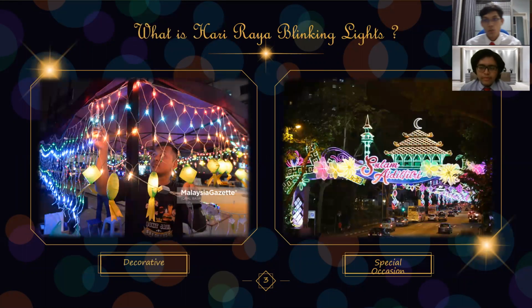So without further ado, let's go into the next slide. What is Hari Raya blinking lights? Hari Raya blinking lights is a decorative light which will light up at a special occasion. We, as Muslims in Malaysia, annually celebrate Hari Raya Aidilfitri. So each year, we will see these blinking lights light up nearly everywhere. Everywhere, I mean any place.